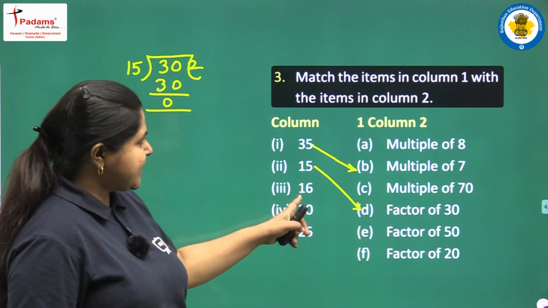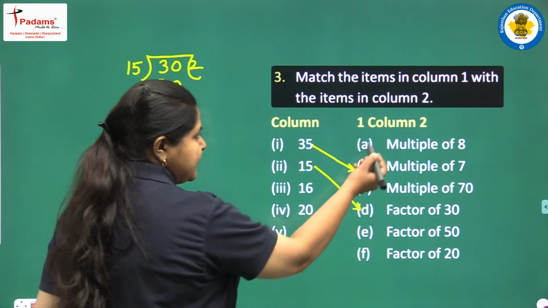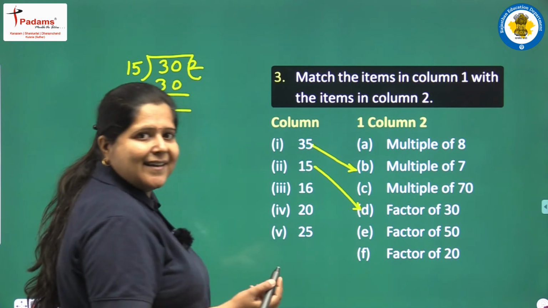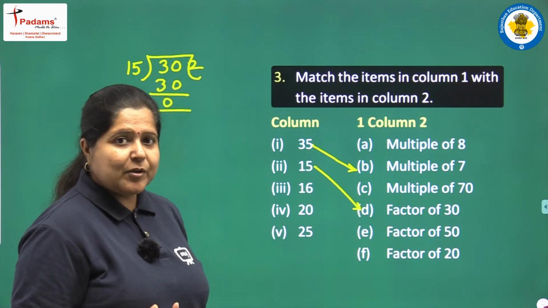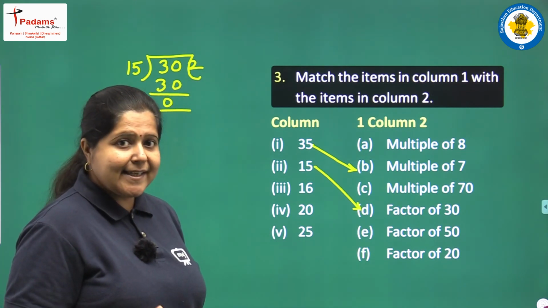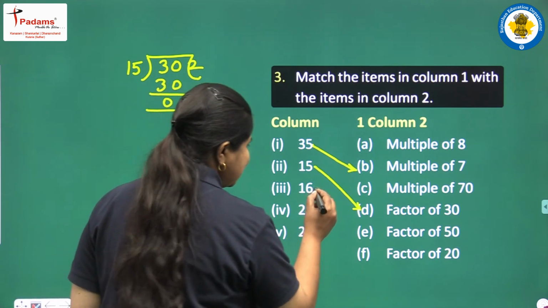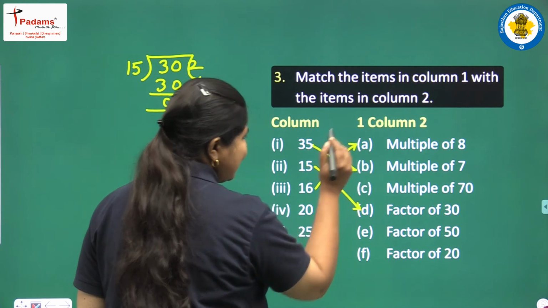Then we come on to 16. Again we start from the first one. Is 16 a multiple of 8? Will you get 16 in the table of 8? Yes, 8 2s are 16, and so 16 is a multiple of 8.